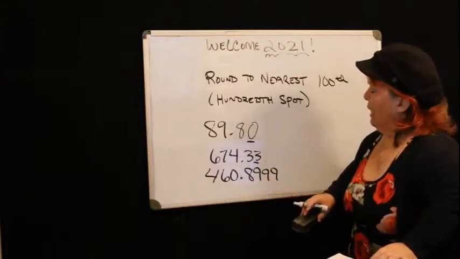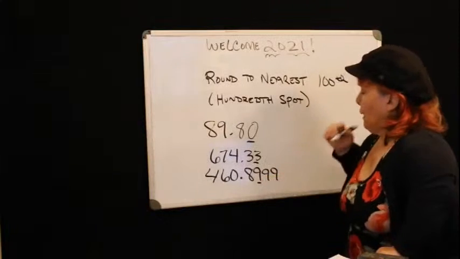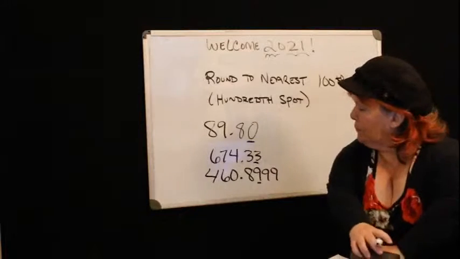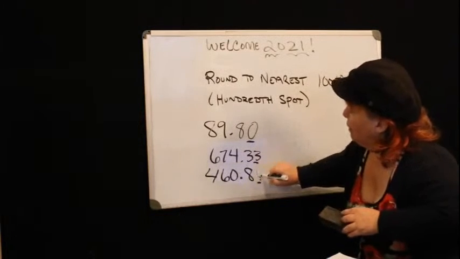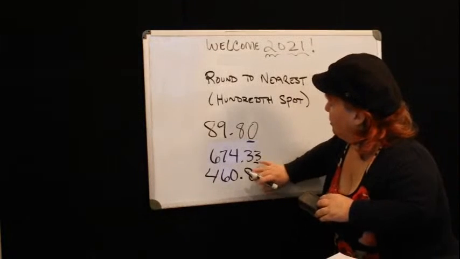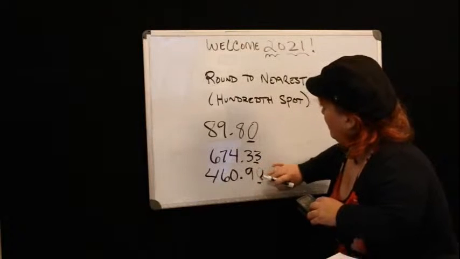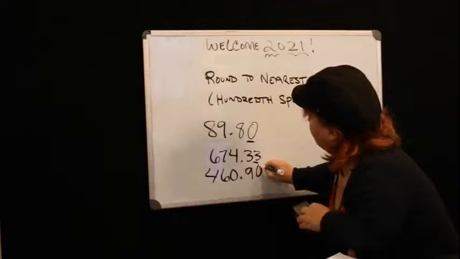Now, this number, 460.8999, and I want to round it to the 100th spot. So what happens to that? The 9 goes to a 0. That goes to a 0. These drop off, right? This goes to a 0. And then you have to carry over a 1. And I carry this over to the next spot, which makes this 9. So it's 460.90.